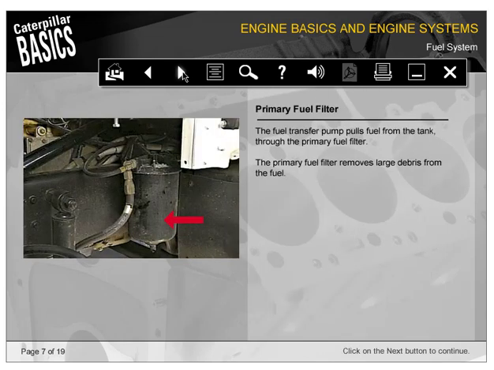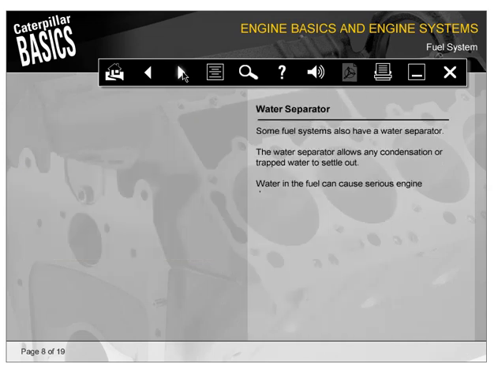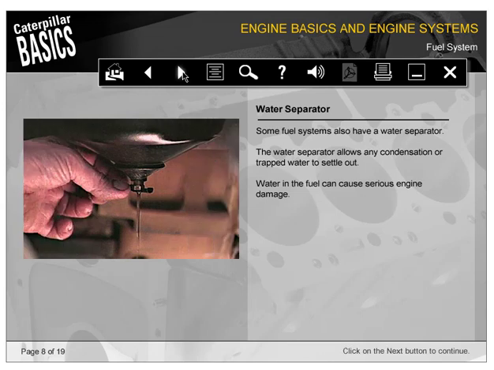The fuel transfer pump pulls fuel from the tank through the primary fuel filter. The primary fuel filter removes large debris from the fuel. Some fuel systems also have a water separator. The water separator allows any condensation or trapped water to settle out. Water in the fuel can cause serious engine damage.